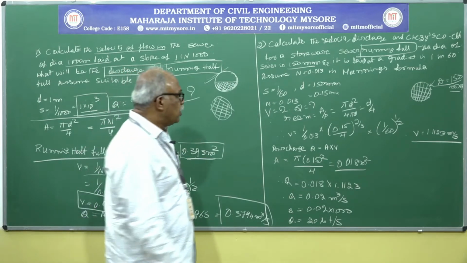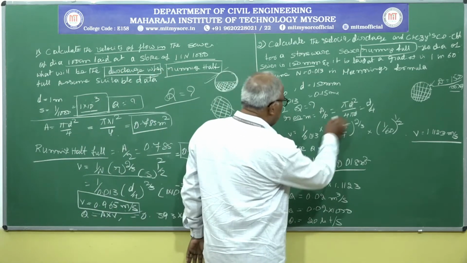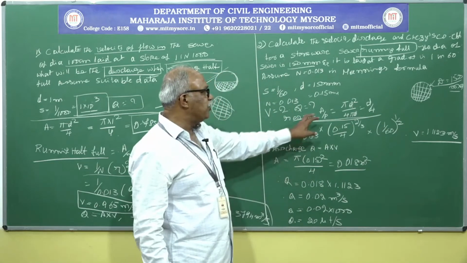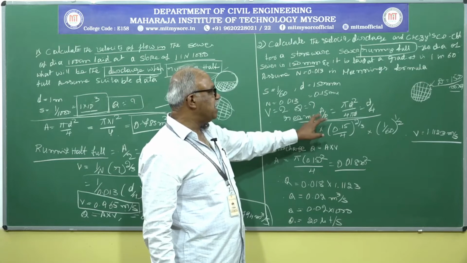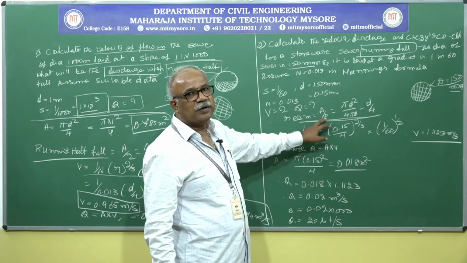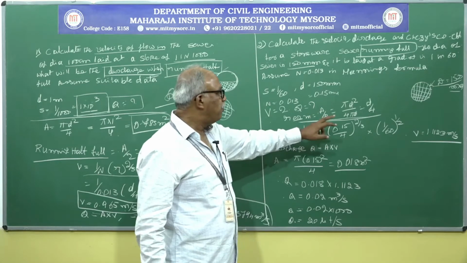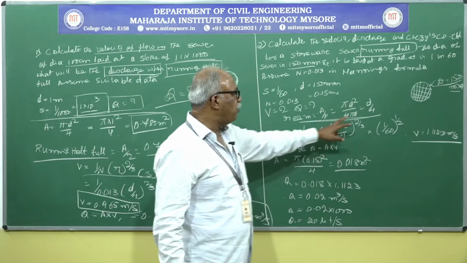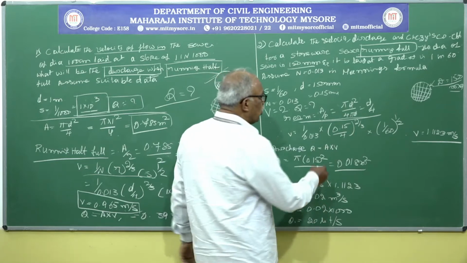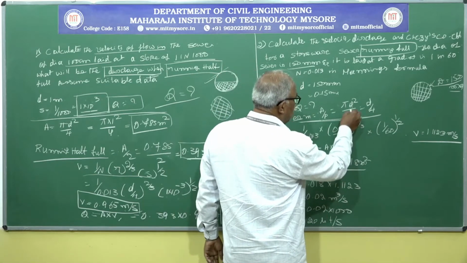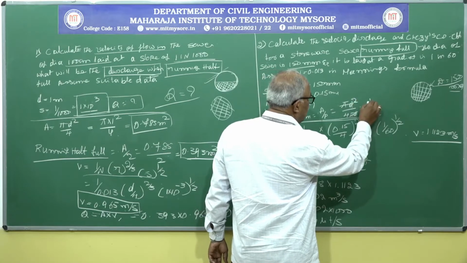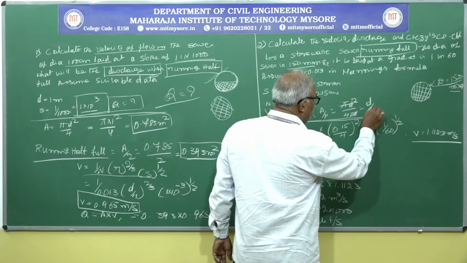Clear? To calculate this, I am using the equation small r is equal to A by P, that is area by perimeter. Area means pi d square by 4, perimeter of the pipe is pi d. So pi d cancels because of the square, and finally we get d by 4.